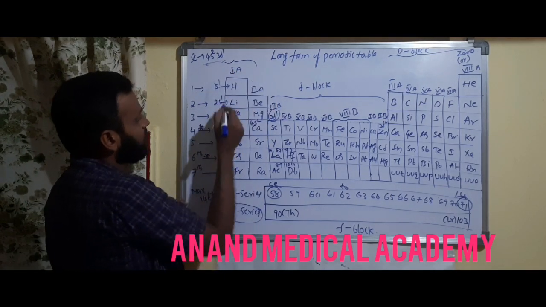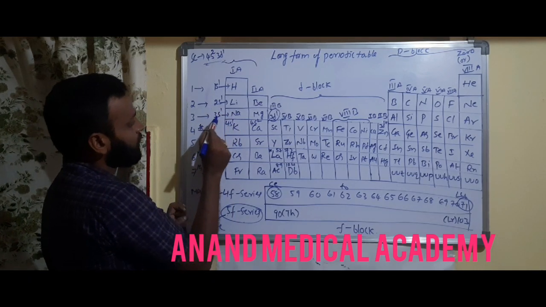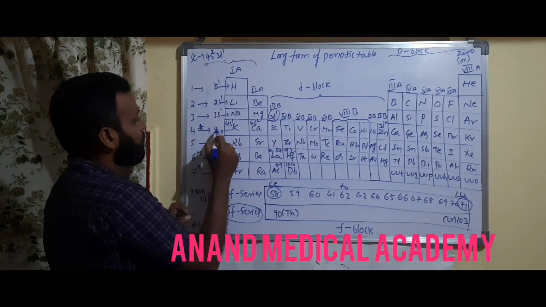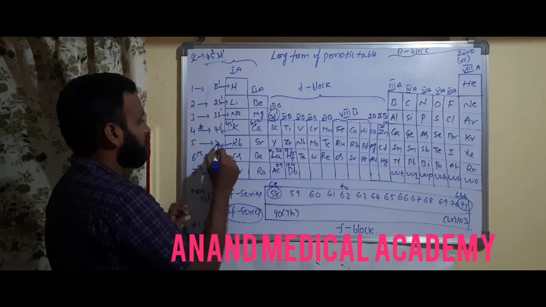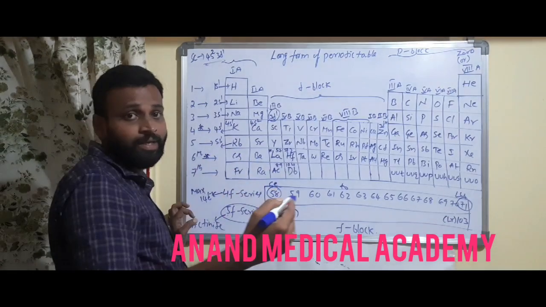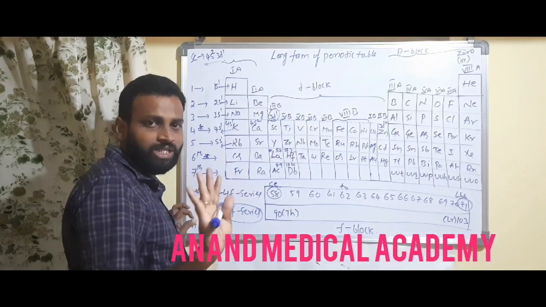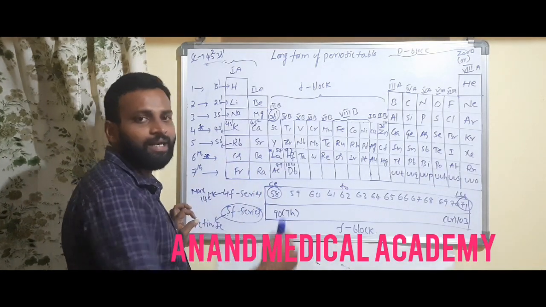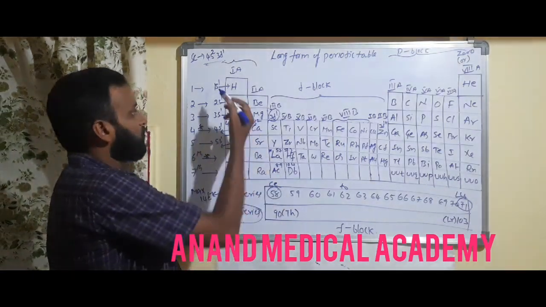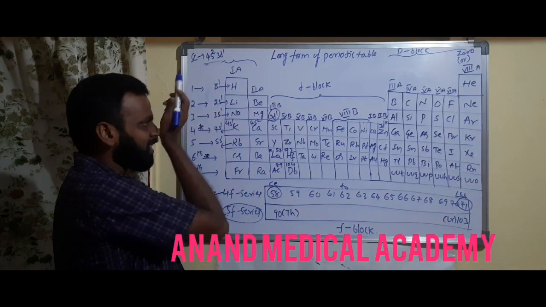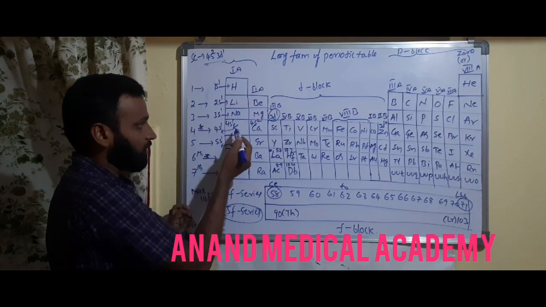Why, sir? Because these all have, see, 1s1, 2s1, 3s1. Potassium means what? 4s1. This rubidium means what? 5s1. In last shell I am telling. Total electronic configuration I am not saying. Valency shell electronic configuration I am saying. So hydrogen 1s1, lithium 2s1, sodium 3s1. You can check these electronic configuration.